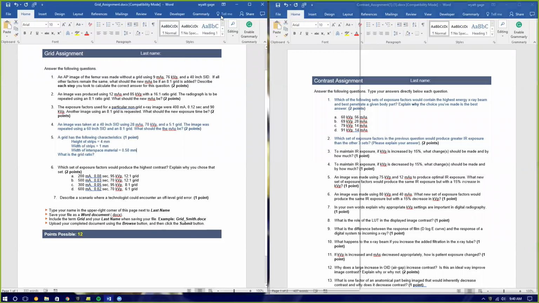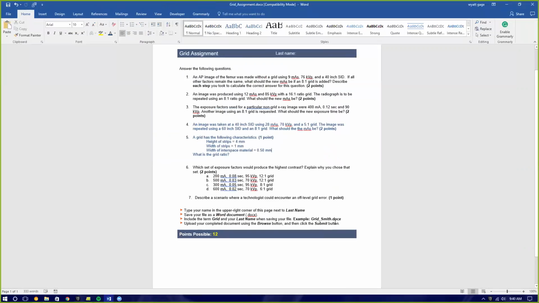All right, let's shift over here to the grid assignment, and let's look at number 4 and number 5, because again, these two seem to be the most confusing for most people. Number 4 is a good one to work through because it's actually a 3-step process. The other ones are maybe 1 or 2 steps, but we need to take it one step further. So here in number 4, an image was taken at 40-inch SID using 28 mAs, 70 kVp, and a 5:1 grid ratio.